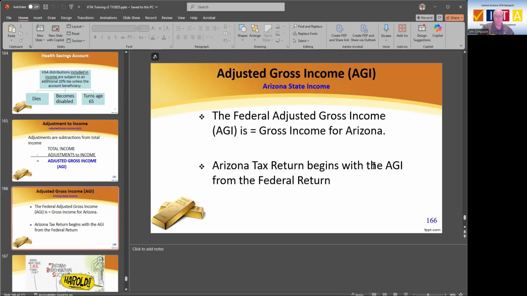Okay, so Arizona, and we still don't know about Arizona if they're going to what we call conform to federal and make these adjustments kind of align with the federal. So it could be that all of those benefits on federal, you're not going to get them on the Arizona return. I don't know that. I'm just saying we're waiting for the legislature to convene and deal with it. But the starting point for Arizona state income is federal AGI.